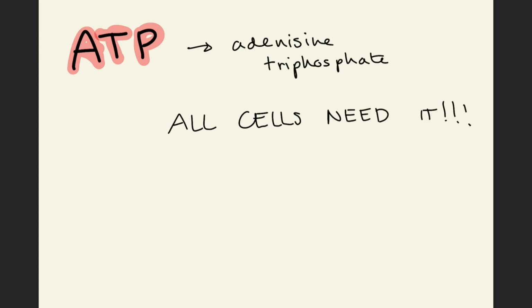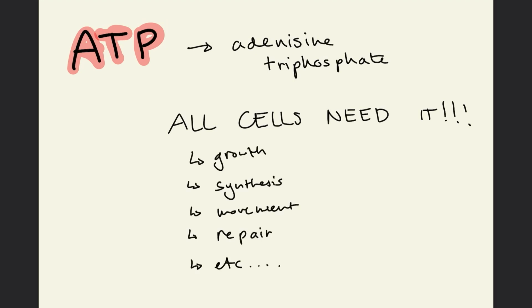And this energy is used for all cells. All cells need this energy. And why might they need it? Well, ATP is what allows cells to grow, to move, to perform synthesis and reparations, etc. So pretty much all the things that a cell does rely on ATP energy. So first, we'll take a look at the steps for ATP production.